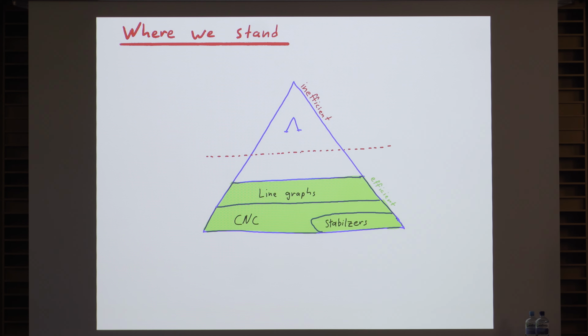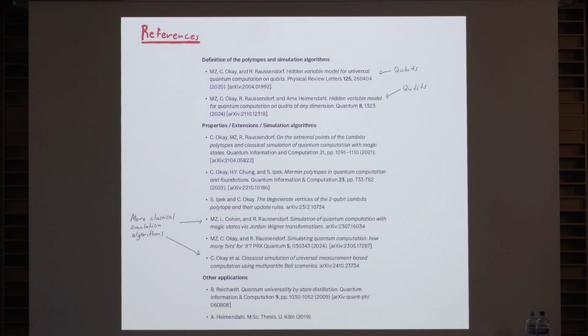This is where we are now, and I'll finish just by pointing you to references if you want to learn more about this.